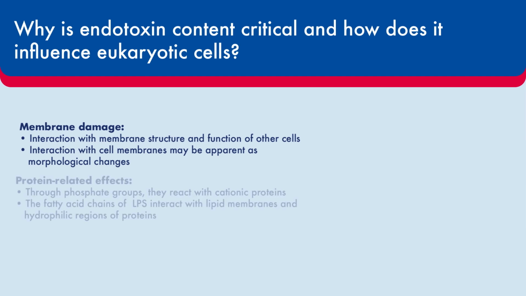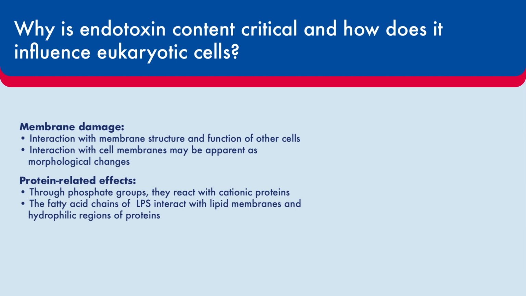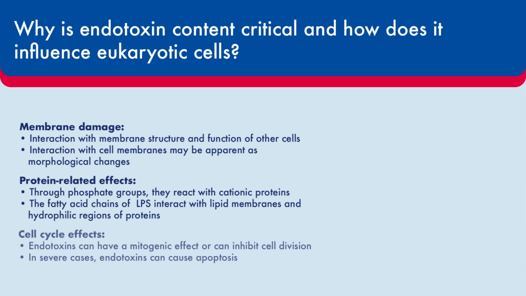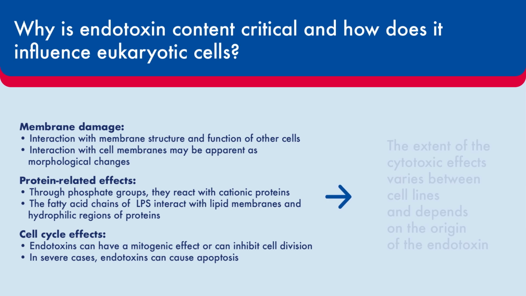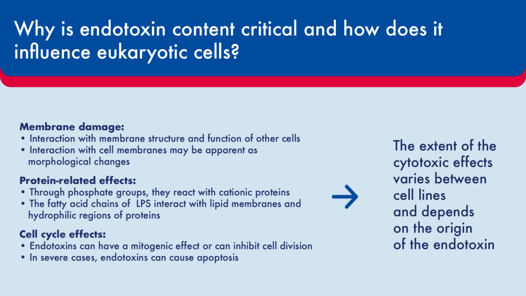Further interactions are due to the structural nature of the molecule. The phosphate groups of the inner core can interact with cationic proteins of the transfected cell, and the fatty acid chain can interact with lipid membranes and hydrophilic regions of proteins. Endotoxins can cause mitogenic effects by activating cell division of B cells, for example. And they can also inhibit cell division, depending on the origin of the endotoxin and the concentration.